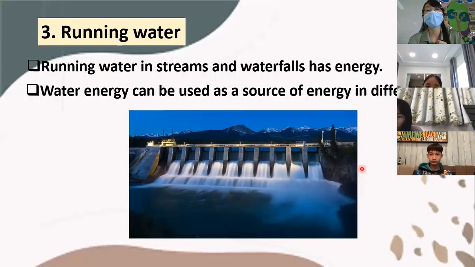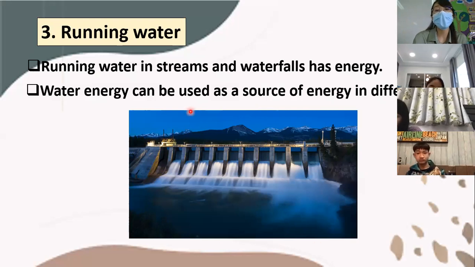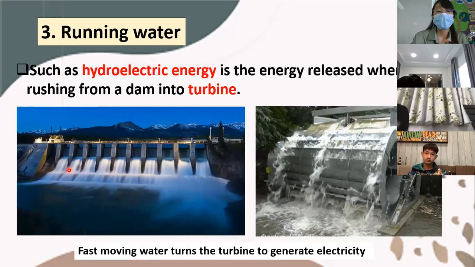The third one is from running water. So we call this hydroelectric power as well. The running water in streams also has energy. So here, the dams, you know what dams are, right? These dams are built across the rivers. In hydroelectric power, these dams are built across the river.